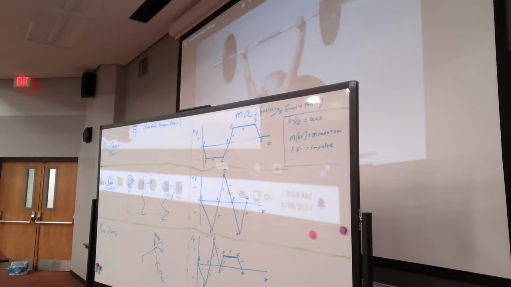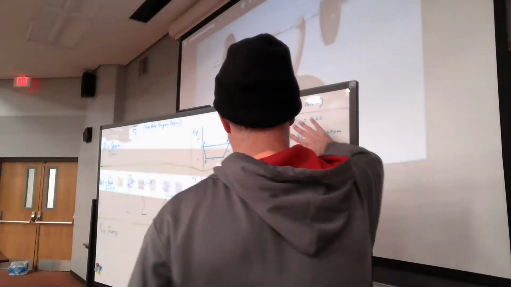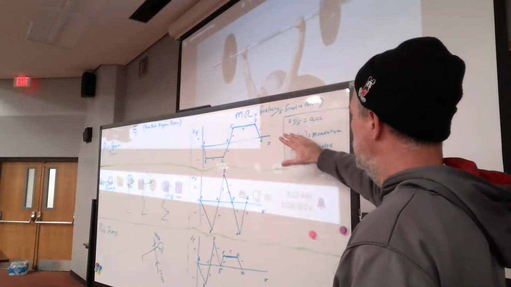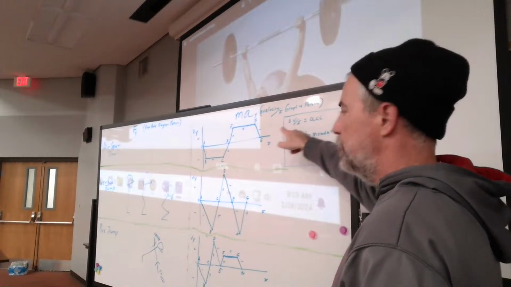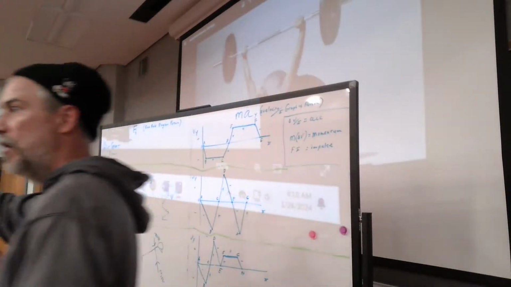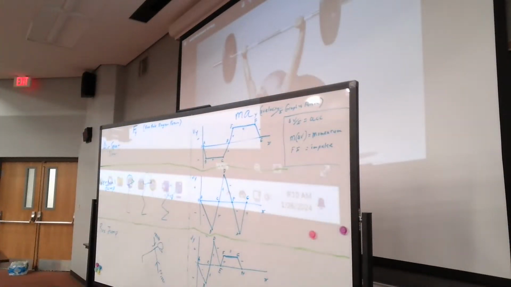Okay? What I put here is just to practice your definitions. Acceleration is change in velocity over time. A much easier way of saying that is how much time did it take you to change your speed? How much time did it take you to speed up? How much time did it take you to slow down?